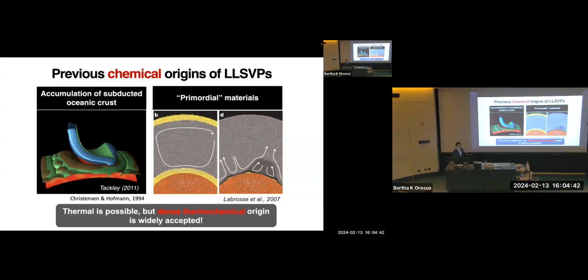So the first popular idea for the origin of the blob is that they form by accumulation of subducted ocean crust. Because subducted ocean crust has a different chemistry when it enters the Earth's mantle, it becomes denser. So after billions of years of accumulation, in principle, you can accumulate large blobs over time. But the problem is that the ocean crust thickness is only 6 kilometers.